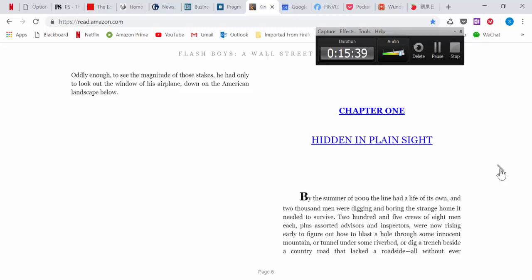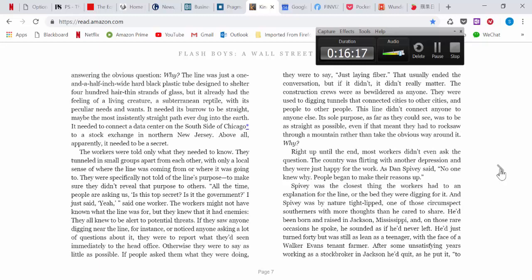So by the summer of 2009, the line, what line? The line had a life of its own, and 2,000 men were digging and boring the strange home it needed to survive. 205 crew of 8 men each, plus assorted advisors and inspectors, were now rising early to figure out how to blast a hole through some innocent mountain or tunnel under some riverbed, or dig a trench beside a country road that lacked a roadside, all without ever answering the obvious question, why?